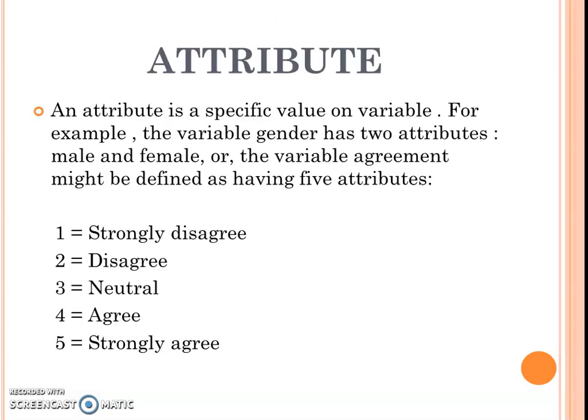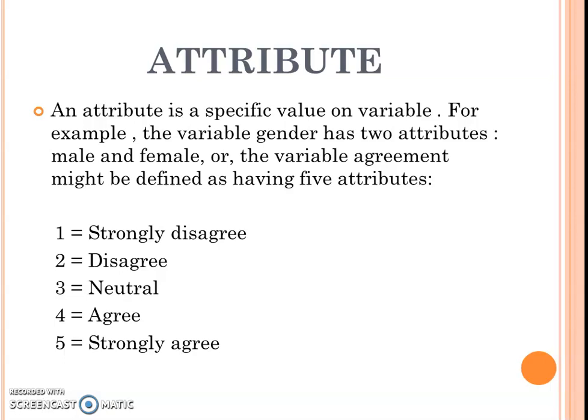In variables we use a word called attribute. An attribute is a specific value of a variable. For example, the variable gender has two attributes, male and female, or the variable agreement might have five attributes: strongly disagree, disagree, neutral, agree, strongly agree. These are the different attributes that can be attached to the variable agreement.